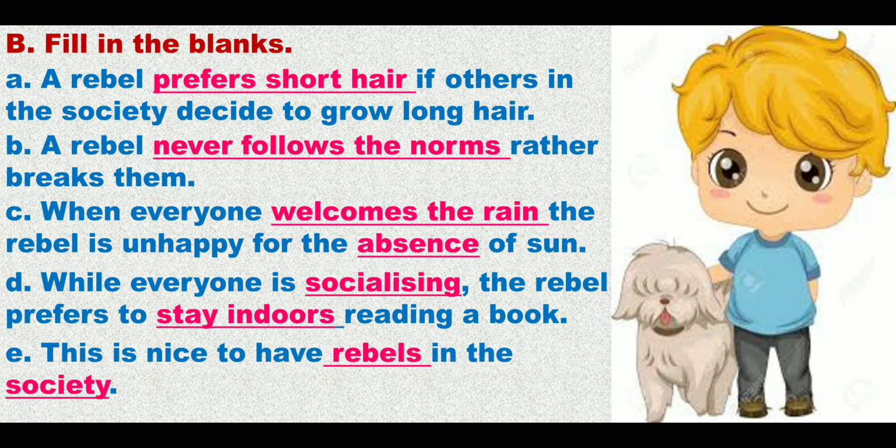Part B of the exercise, fill in the blanks. A. A rebel dash if others in the society decide to grow long hair. Will fill prefers short hair. A rebel prefers short hair if others in the society decide to grow long hair. B. A rebel never follows the norms, rather breaks them. C. When everyone welcomes the rain, the rebel is unhappy for the absence of sun. D. While everyone is socializing, the rebel prefers to stay indoors, reading a book. E. This is nice to have rebels in the society.